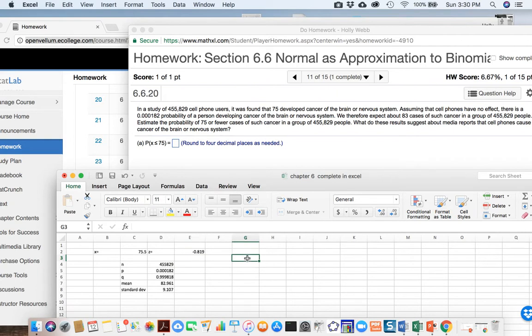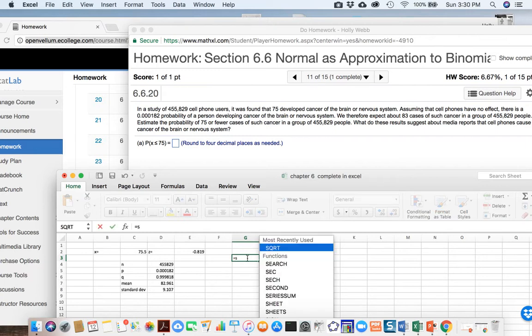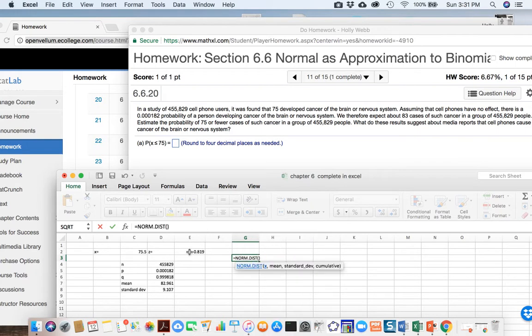So now let's go ahead, since we want the area less than or equal to 75, and we're going to use a z-score. So we're going to say equals norm dist. We're going to use our z-score for our x. Our mean now will be 0, and our standard deviation will be 1 since we're using z-scores, and we want it to be cumulative. So we have a 0.2063 chance of 75 or fewer cases of cancer in that group. Let's see if we're correct.